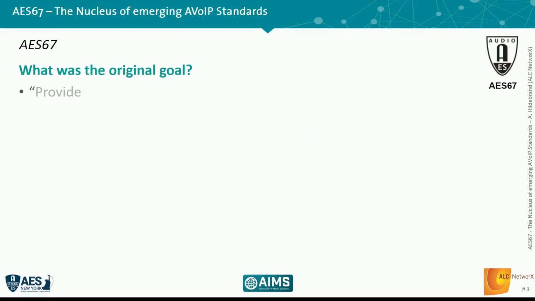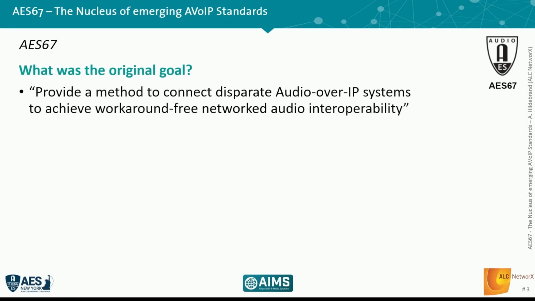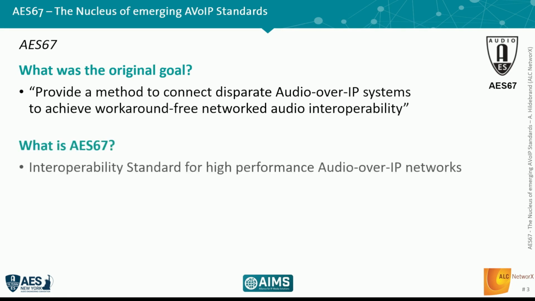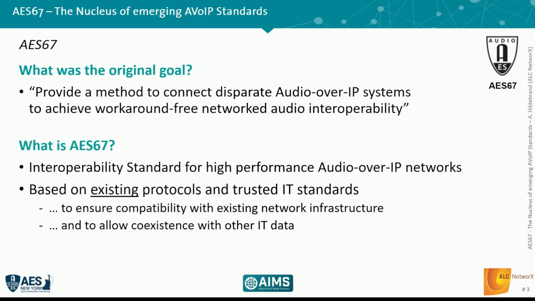So, AES67, what was the original goal? The original goal was to provide a method to let audio over IP systems interoperate. Basically, AES67 is an interoperability standard for high performance audio over IP. High performance is what we do every day, right? To be more precise, it's based on existing protocols, and it was not aiming at being yet another standard on its own. And most important, it was also designed to allow coexistence with other IT media services: web browsing, file transfer, and all kinds of things, all running on the same network as AES67.